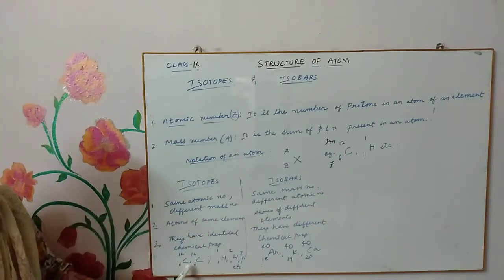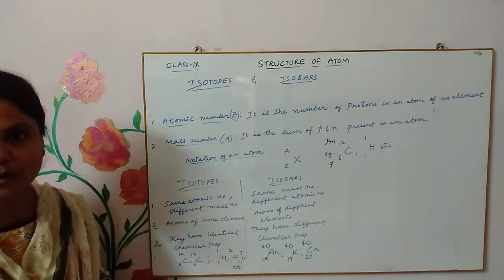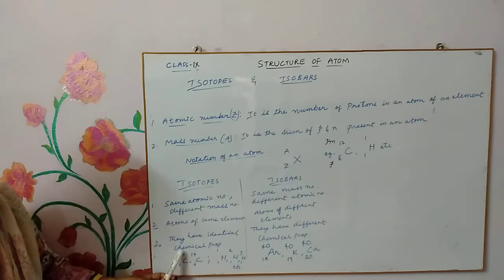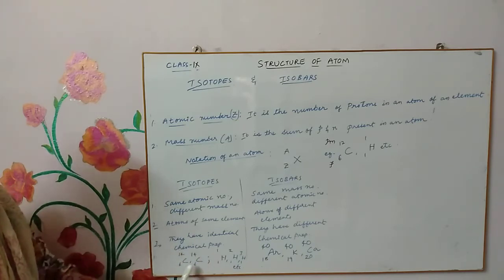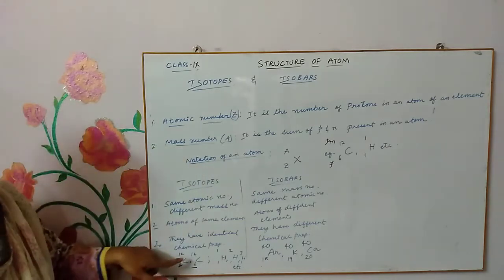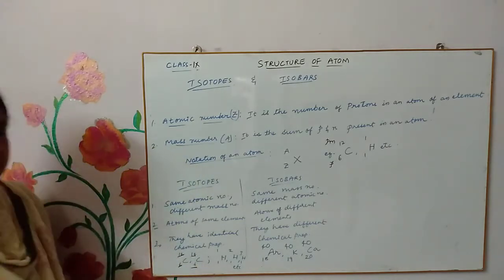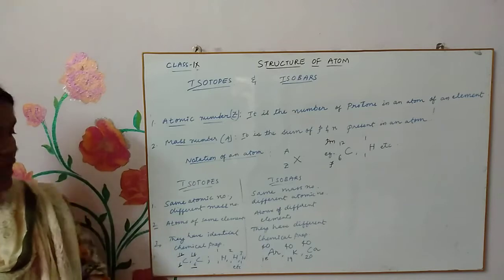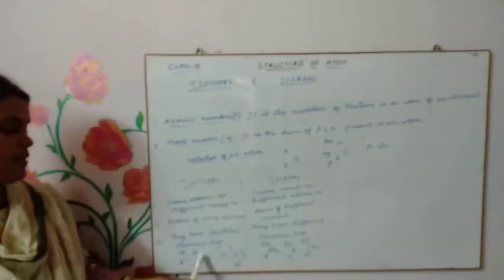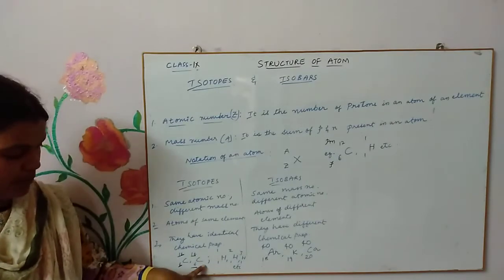Example, can you see here? Carbon exists in two isotopic forms. What is that? C-12 form and C-14 form. 6 is the atomic number. It is the same. Can you see here? 6 is the same. Where is the difference? It is in the mass number, children, 12 and 14. And this is due to the presence of two extra neutrons which are present in the other form of carbon isotope.